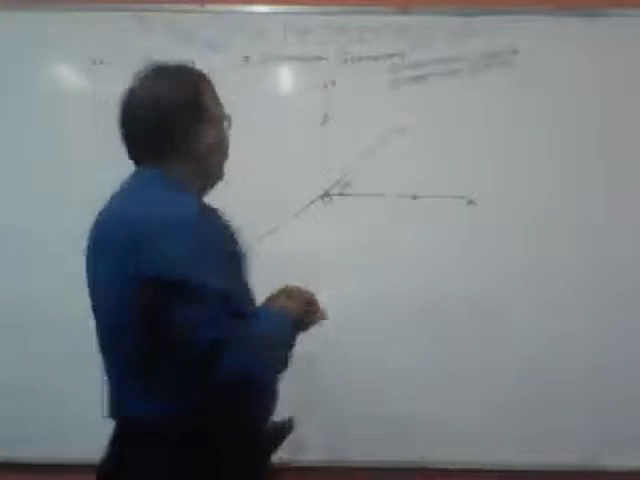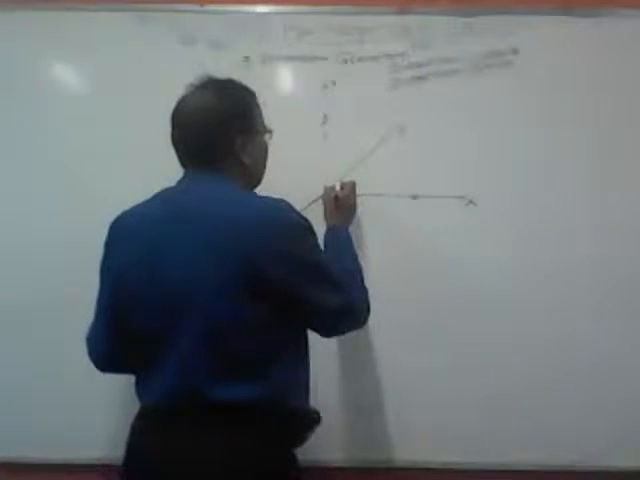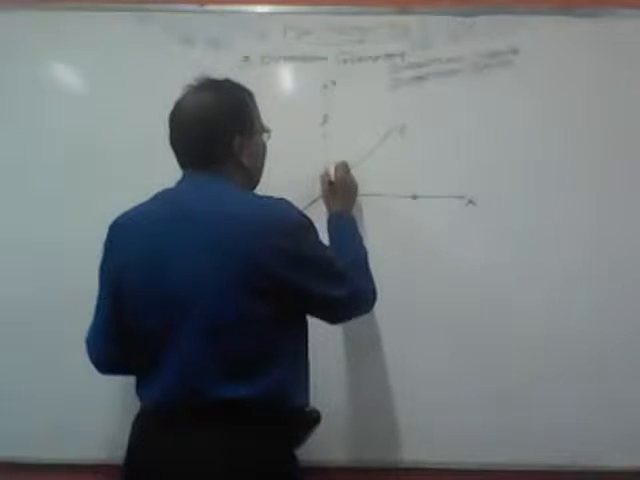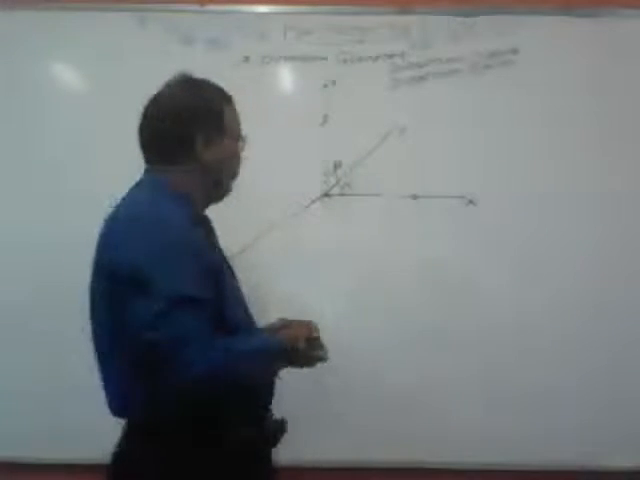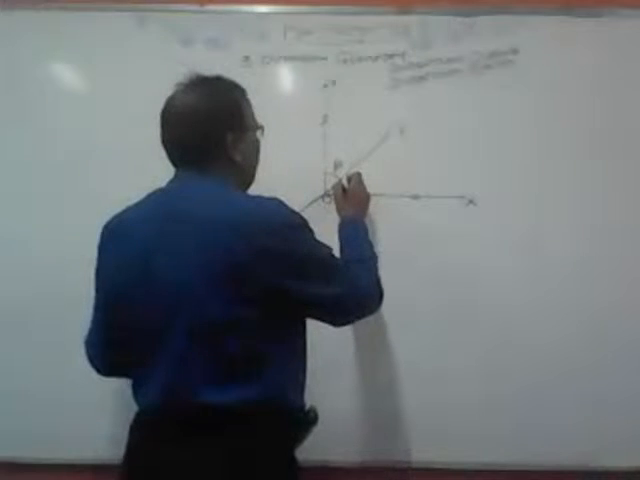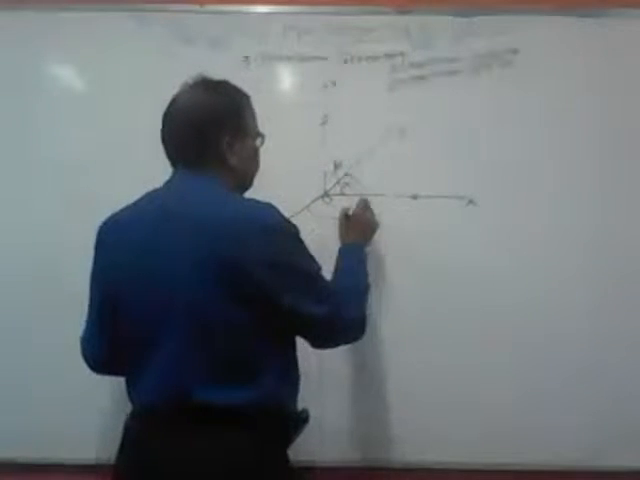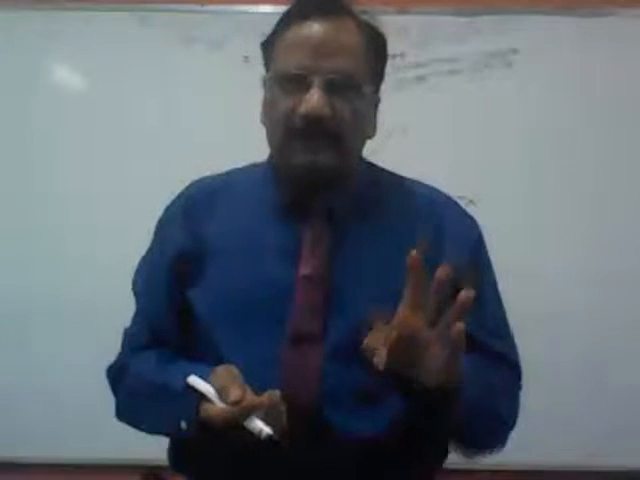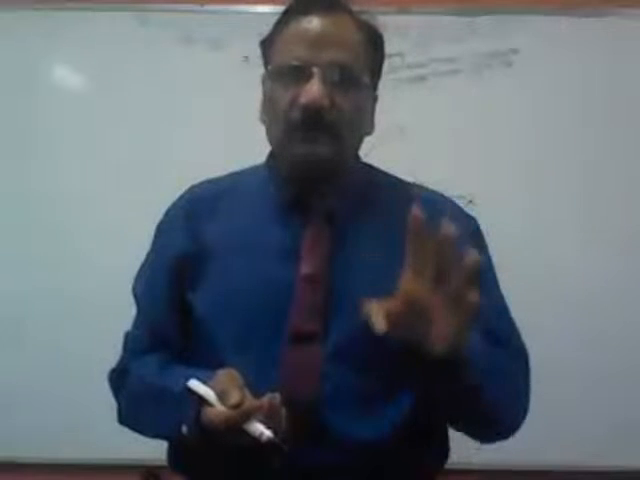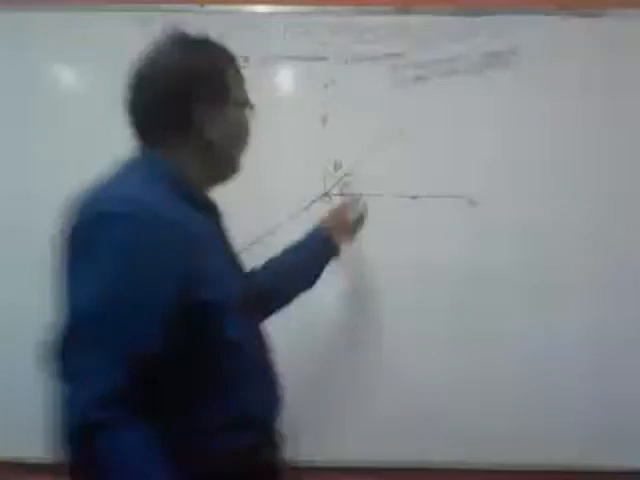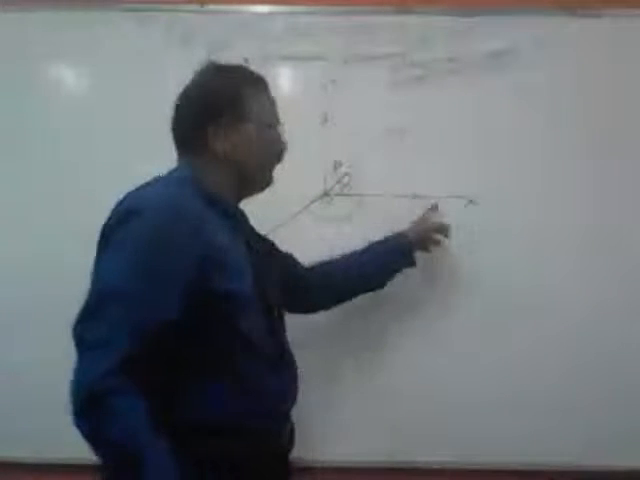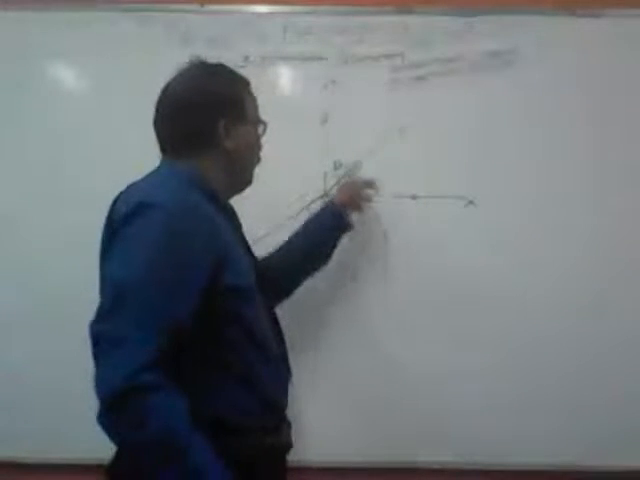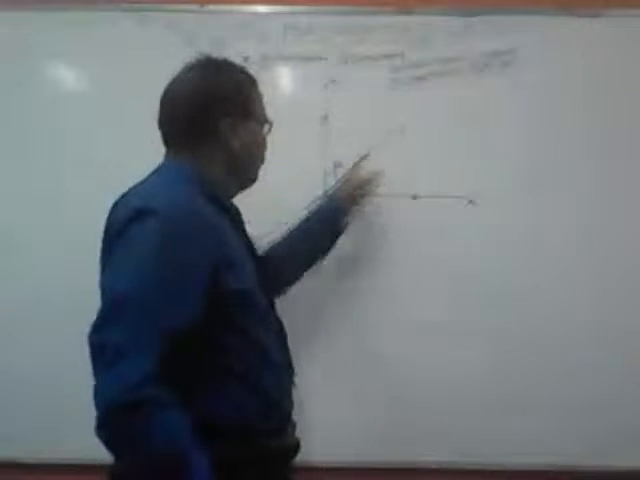OP makes an angle with the y-axis, denoted by beta. Whatever angle OP makes with the z-axis is denoted by gamma. Alpha, beta, gamma are known as the directional angles. What is the directional angle of OP along the x-axis? Alpha. Along the y-axis, beta. Along the z-axis, gamma.